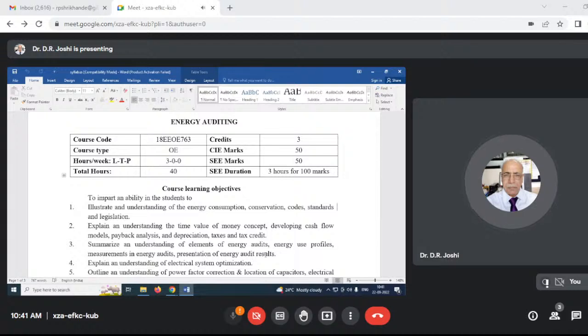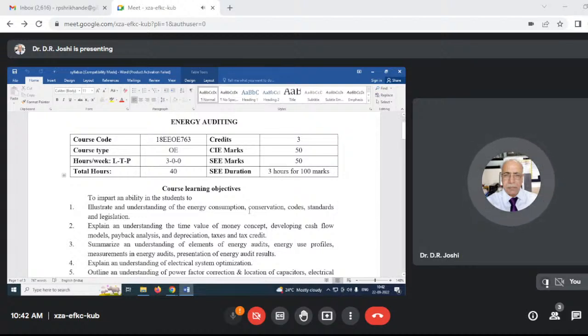Hello, good morning, students. This is the introduction about the open elective subject, which is energy auditing. I'll be giving the brief outline of the syllabus first, and after that, if the time permits, we can go back to a few PPTs, and I'll be showing you some more details about the energy auditing topic.